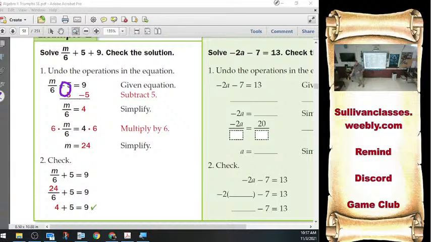To solve equations, you do what's called inverse operations. Inverse is the opposite of. Puts you back where you started.